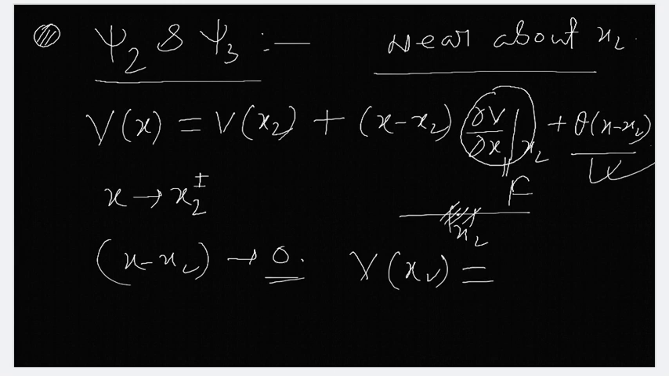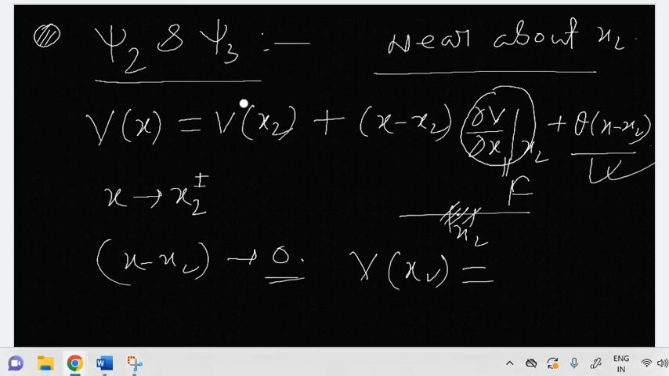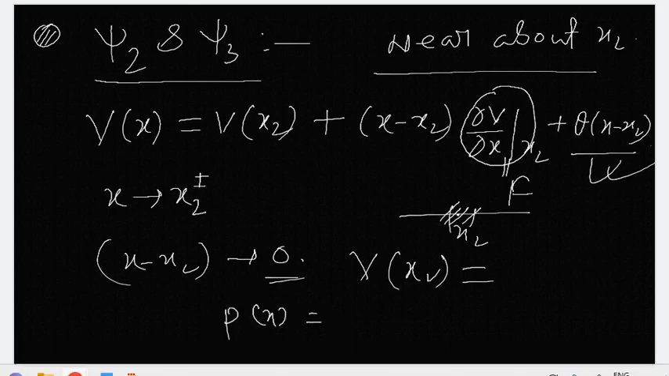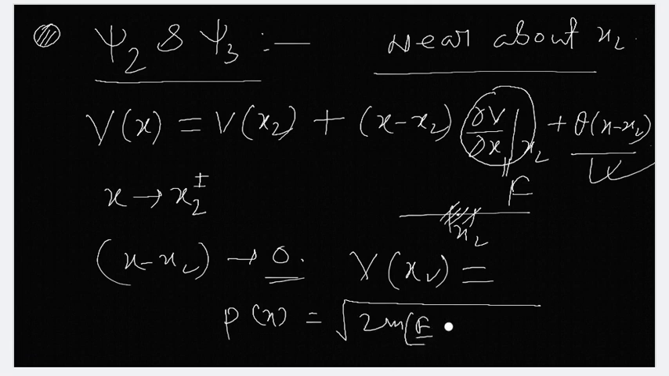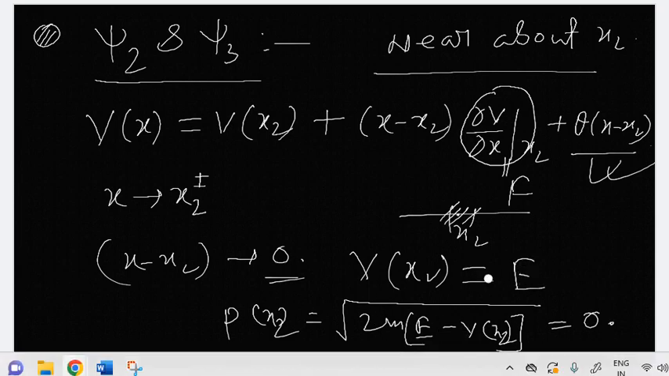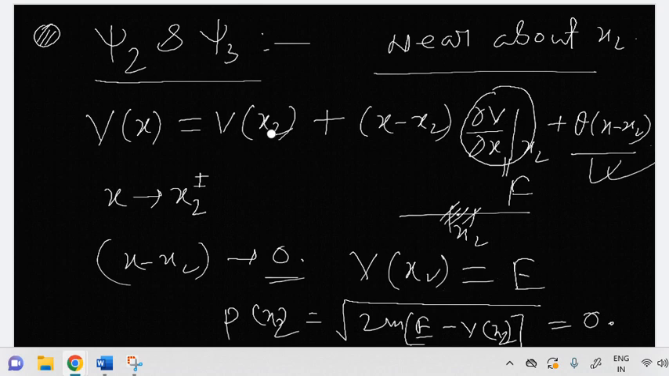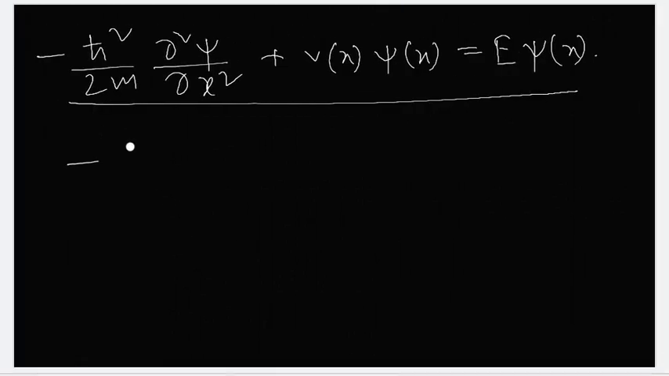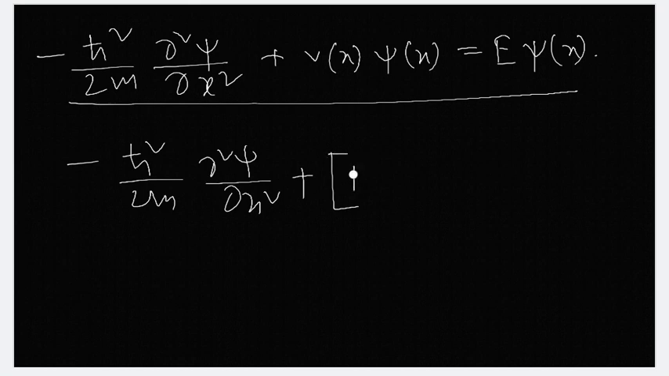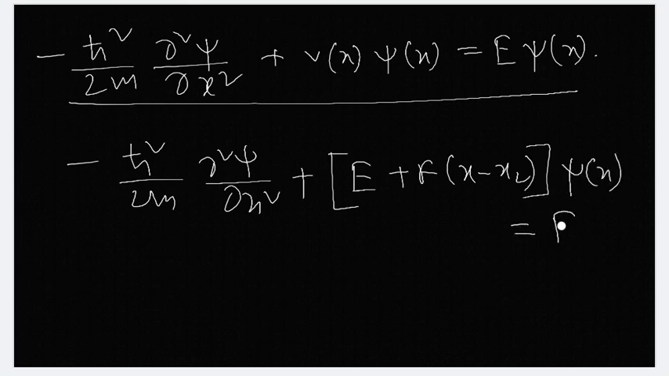What is V of x2? So it is very clear what is the definition of classical turning point. At the classical turning point, the momentum is zero, right? And you know momentum p(x) is equal to root over twice m (E minus V(x)). So at classical turning point, suppose p of x2, it is zero. So from here you can write V(x) equals E. Similarly, V of x1 also E. So you can put V of x2 is equal to E. So now you can write minus h cut square by twice m del 2 psi by del x2 plus this is E plus F of (x minus x2). You can neglect the higher order terms, with psi(x) equals E of psi(x).